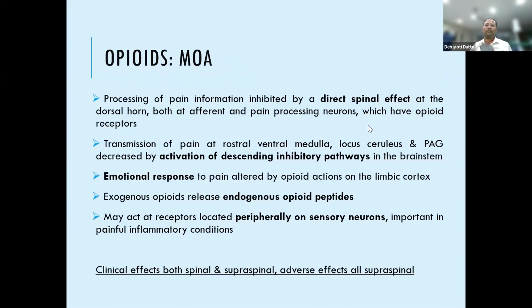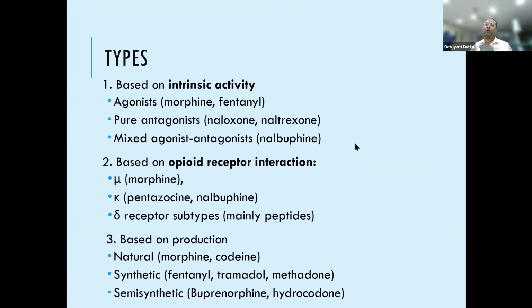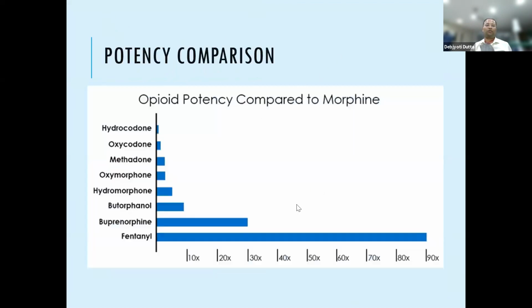Mechanism of action, you will know this through the mu, kappa, delta receptors, and there are different classifications based on intrinsic activity, or based on receptor, and based on production. So these are classifications. Potency comparison: opioid potency compared to morphine. Always how potent, how efficacious, we always compare with morphine.